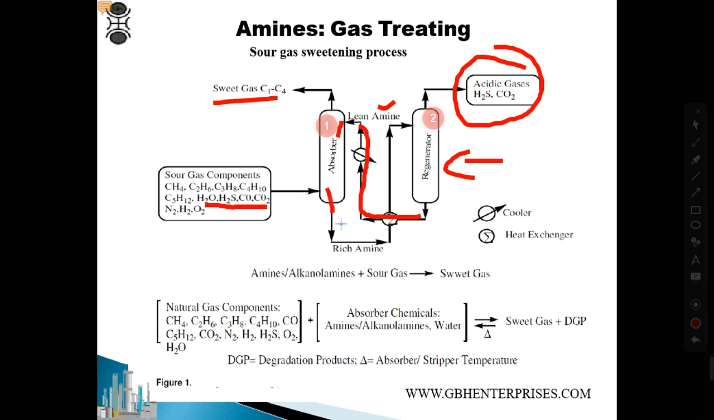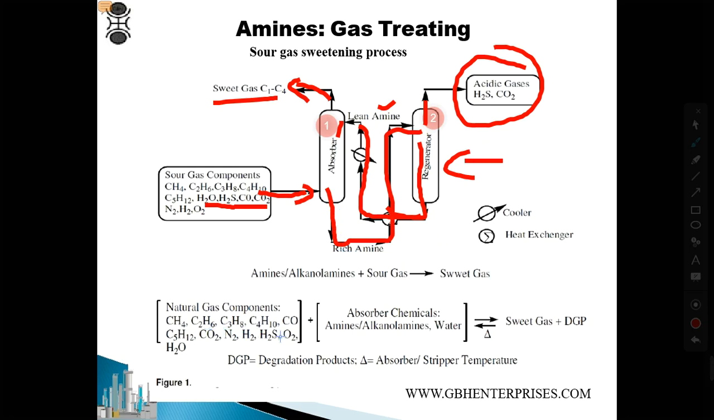This is the rich amine. Rich amine is the one which holds the H2S and CO2. Through the heat exchanger it goes through here, and acid gases are removed there, and this lean amine again goes back to here. The sour gas goes inside from here, and the sweet gas goes here, and the acid gases along with the amine become rich amine and go there.